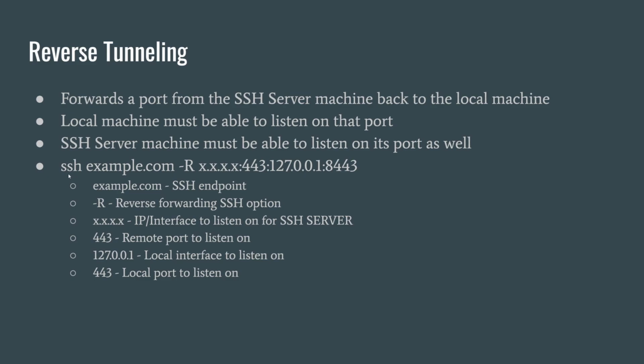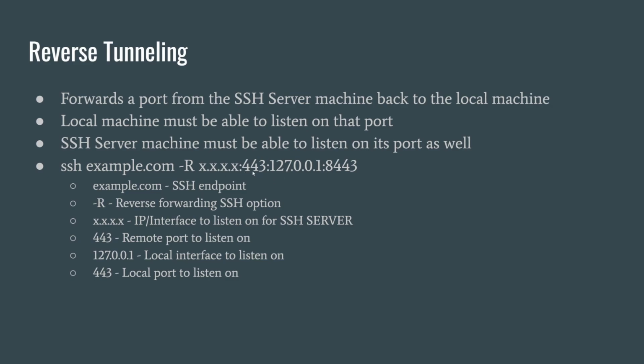So for this example, you're going to SSH to example.com. -R specifies the reverse tunnel. The XXXX is what you will actually specify for the IP listening on the remote machine. If you set it to nothing, it defaults to 0.0.0.0, which will be any interface, but you can also specify whatever interface if it's dual NICed or has two networks attached to it and you need it to be listening on one network and not the other.